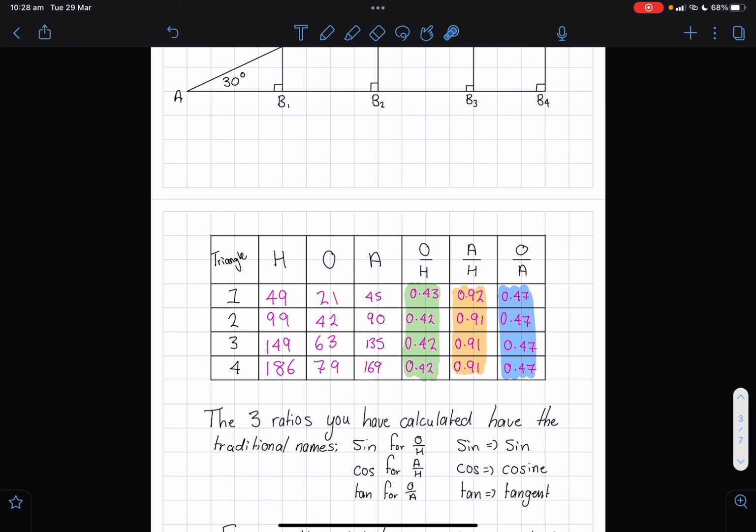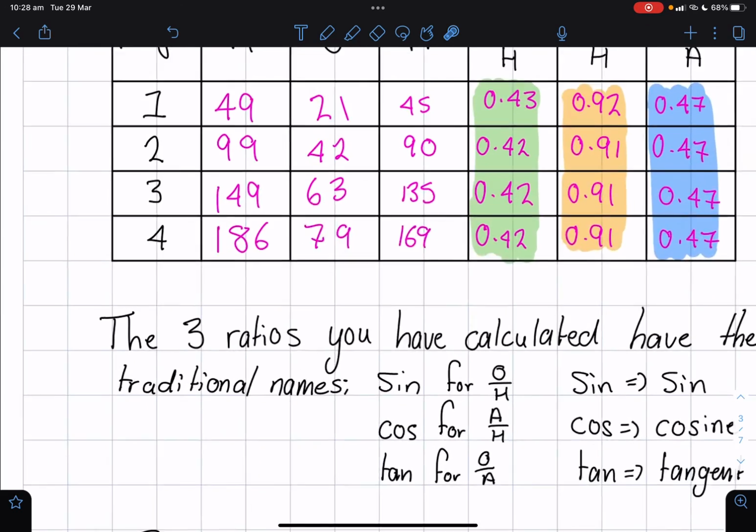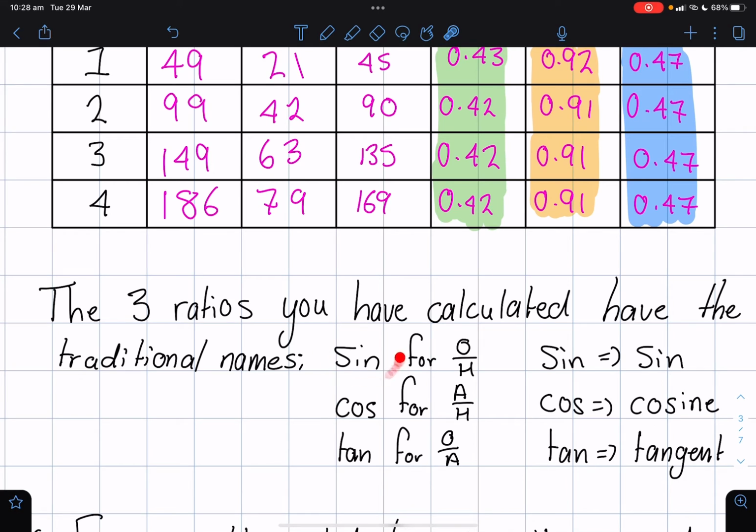So we call the ratio for opposite over hypotenuse, all right, let me zoom in a little bit. We call that the sine ratio. So that's for sine, and we're actually missing a little e on here, all right? For adjacent over hypotenuse, we call that cos, which is short for cosine, all right? So cosine of an angle will give you the ratio adjacent over hypotenuse. And then for the ratio opposite over adjacent, we actually have tan, which is short for tangent, okay? So tangent of theta will give you the ratio opposite over adjacent, all right?